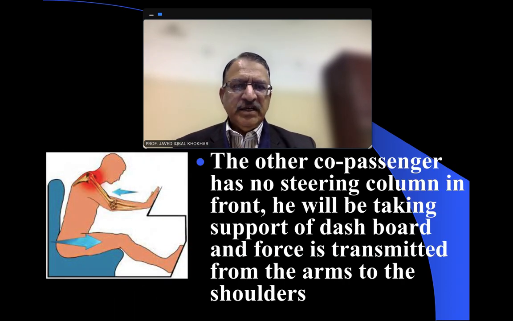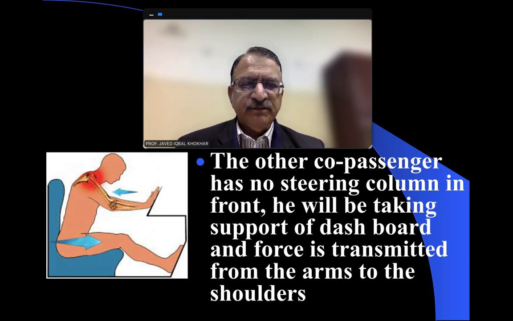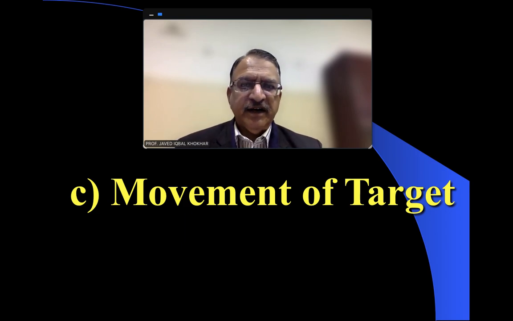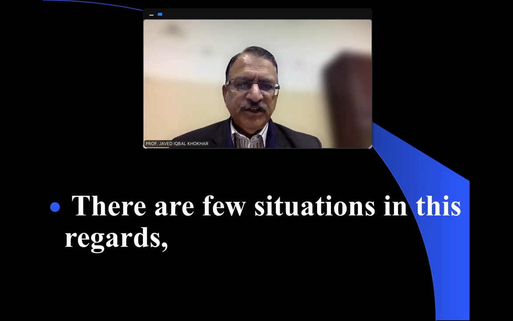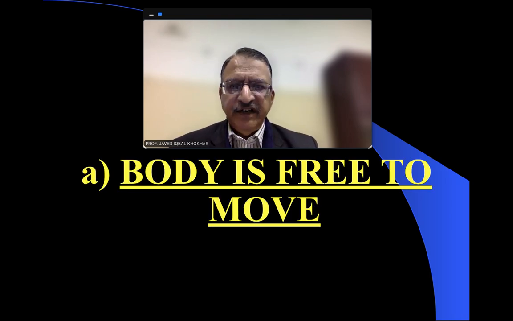And the other co-passenger who does not have a steering column, he is not holding the steering column, he will be taking support of the dashboard. The force is transmitted from the arms to the shoulders. Now, when we talk about the movement of the target, whether the person is fixed or free to move, there are certain situations in which the body is either free to move or fixed.